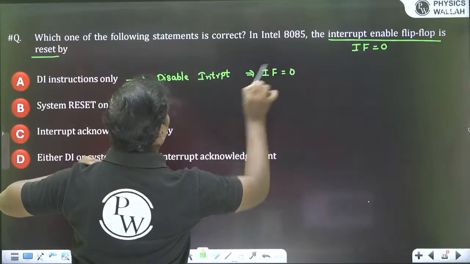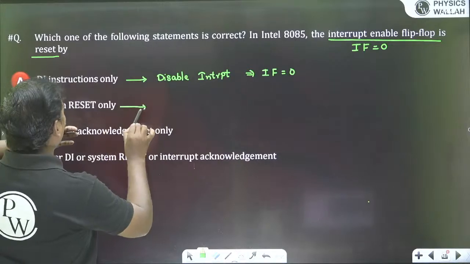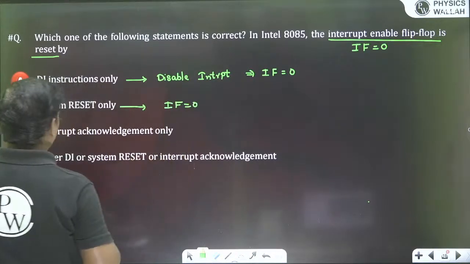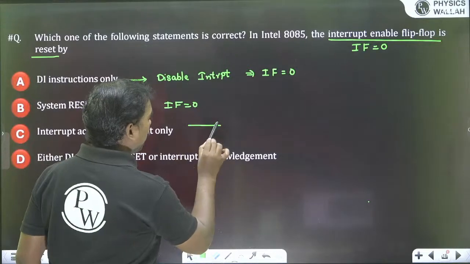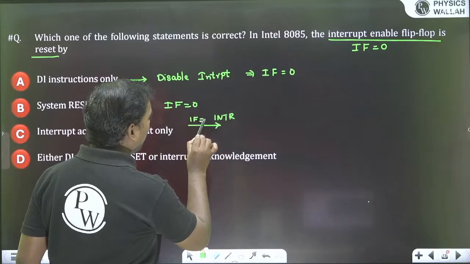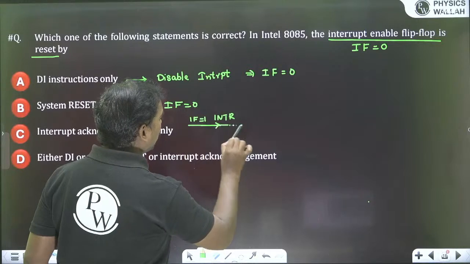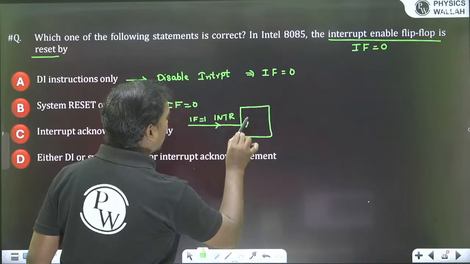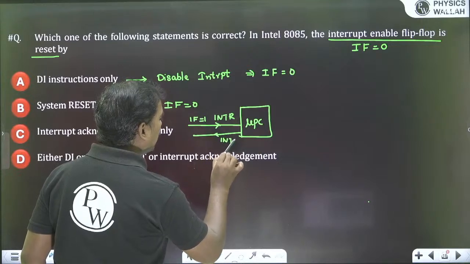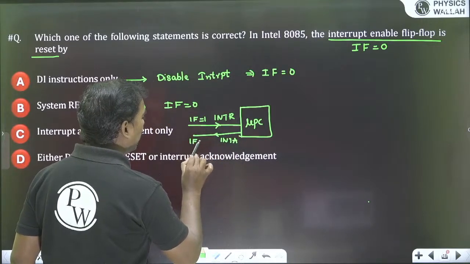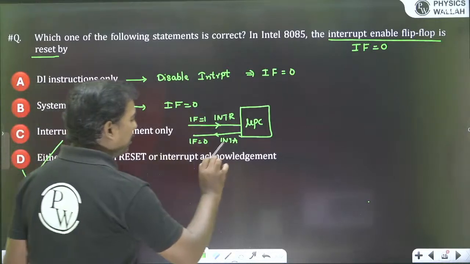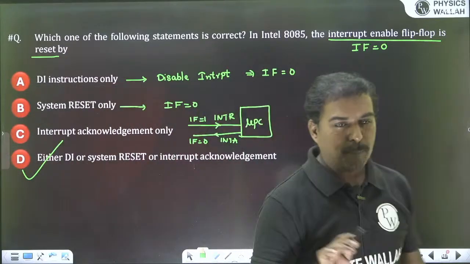Yes, very good. Next, system reset. When you perform reset, everything will become 0. The interrupt flag also will become 0. Next, interrupt acknowledge. See, the microprocessor receives an interrupt. When an interrupt is there, the interrupt flag is equal to 1. The microprocessor will give you an interrupt acknowledge. Once it gives the interrupt acknowledge, the IF flag is equal to 0. So this is also correct. So either DI or system reset or interrupt acknowledge. In 3 ways the interrupt will be disabled.